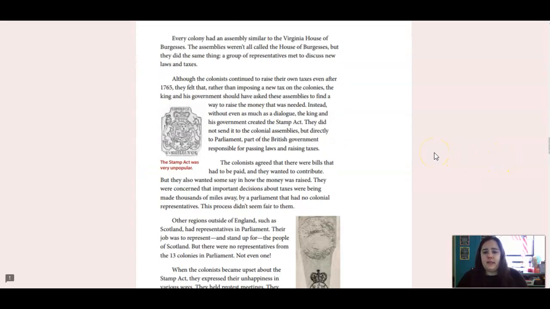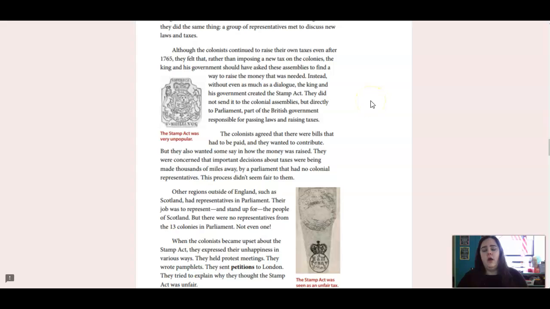Every colony had an assembly similar to the Virginia House of Burgesses. The assemblies weren't all called House of Burgesses, but they did the same thing. A group of representatives met to discuss new laws and taxes. Although the colonists continued to raise their own taxes even after 1765, they felt that, rather than imposing a new tax on the colonies, the king and his government should have asked these assemblies to find a way to raise the money that was needed. Instead, without even as much as a dialogue, the king and his government created the Stamp Act. They did not send it to the colonial assemblies, but directly to Parliament, part of the British government responsible for passing laws and raising taxes.